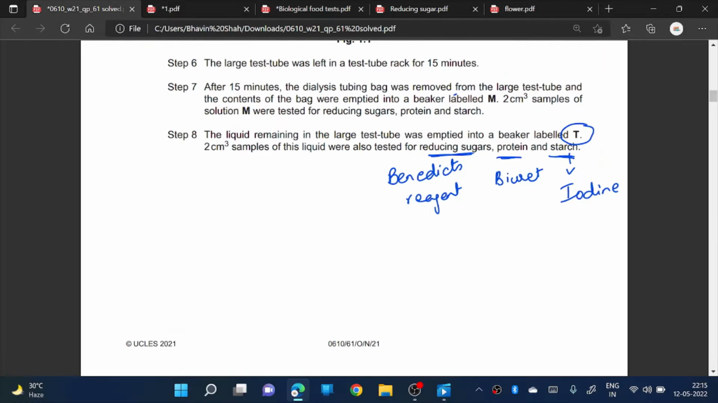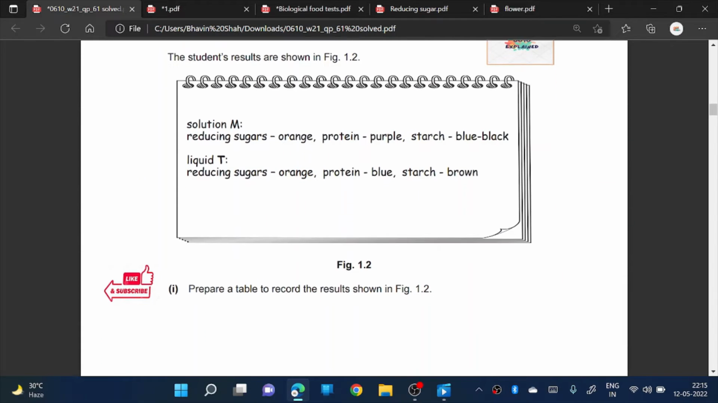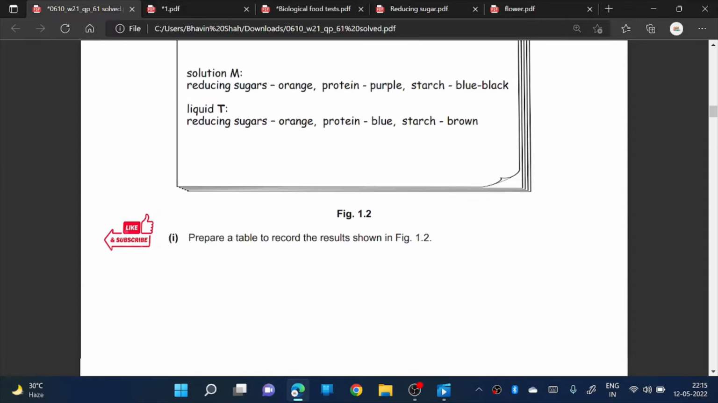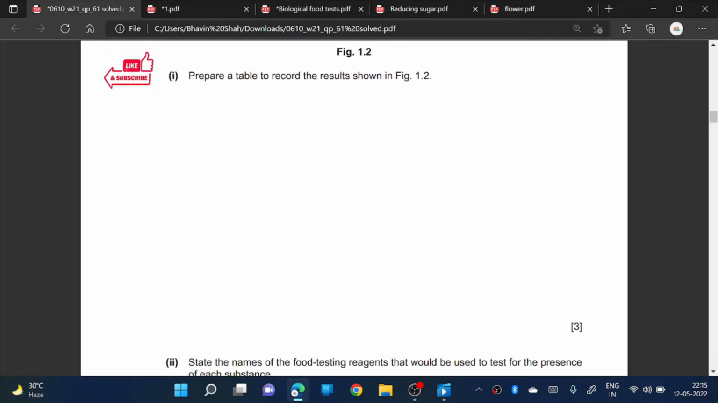So coming back to the paper, the student results are shown in figure 1.2. Solution M, the colors are mentioned. Solution T, the colors are mentioned. They are saying prepare a table to record the results shown in figure 1.2. So we are going to quickly have a look at how the table will look.